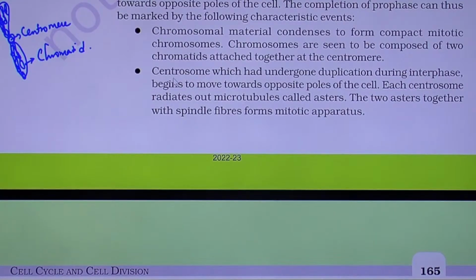And then the second event: the centrosome which had undergone duplication during interphase begins to move towards opposite poles of the cell. Each centrosome radiates out microtubules called asters. The two asters together with spindle fibers form the mitotic apparatus.